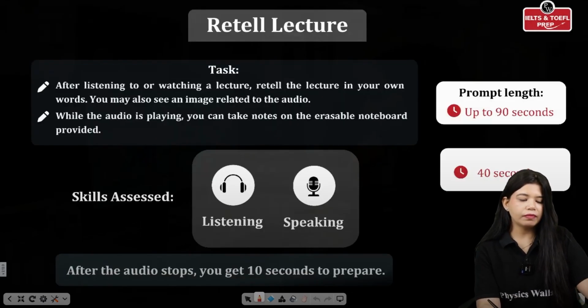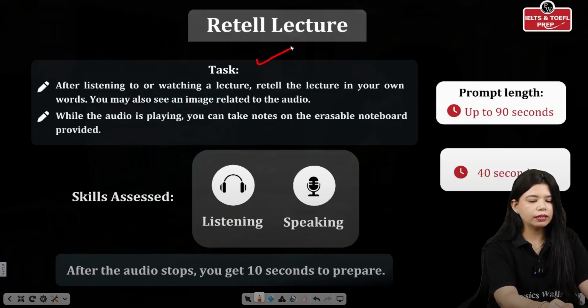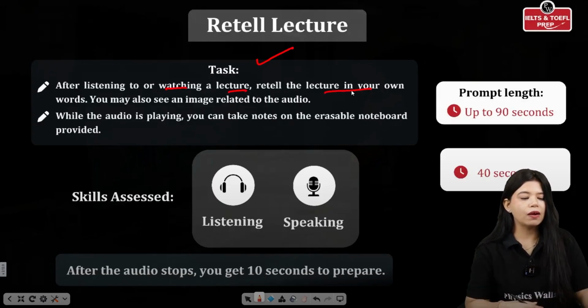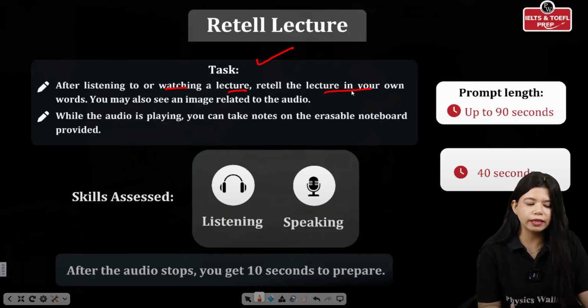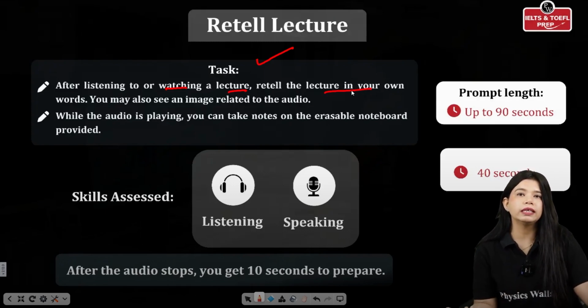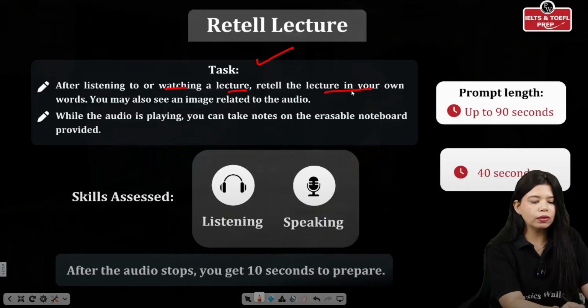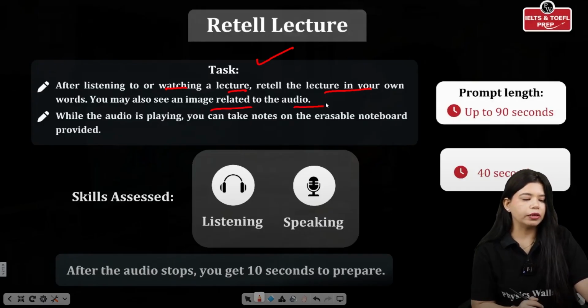Moving on, then you will move to retell lecture. So here your task is that you have to listen to or watch a lecture, and after listening or watching that lecture you have to retell it in your own words. You may also see an image related to the audio.